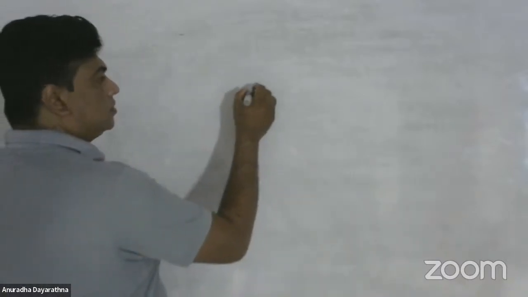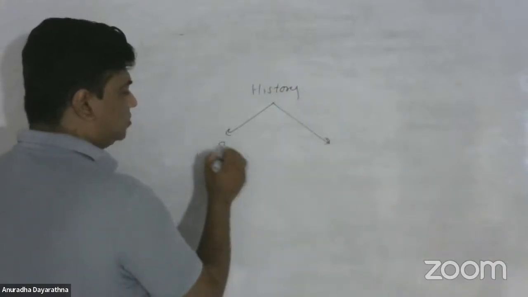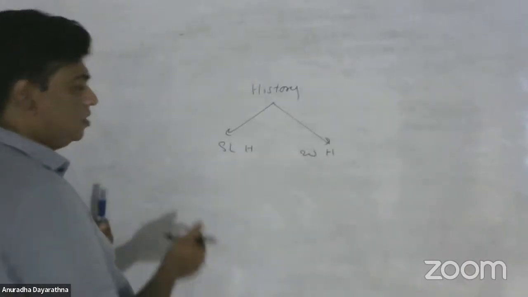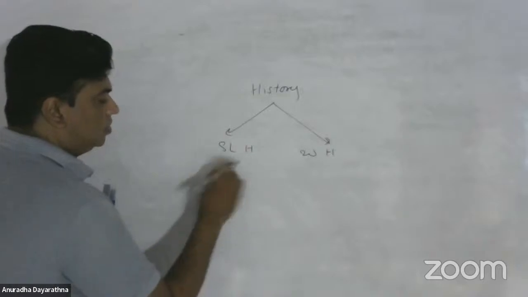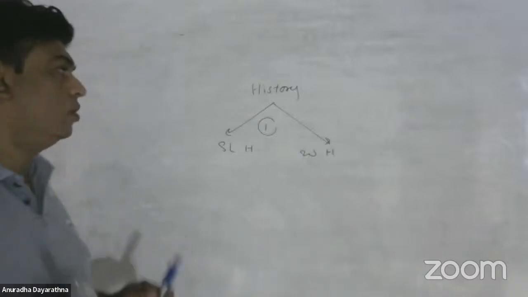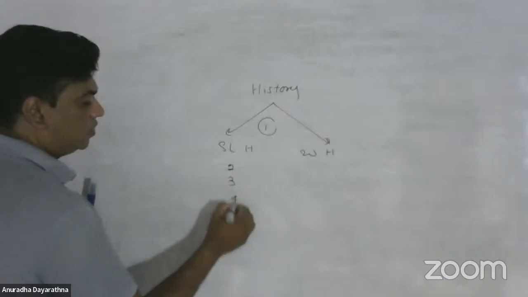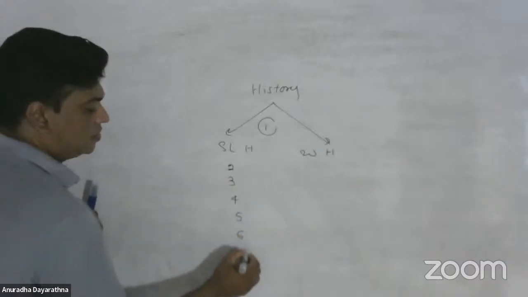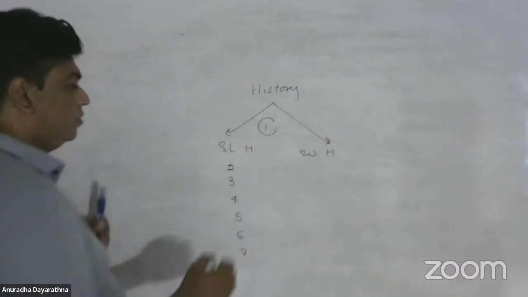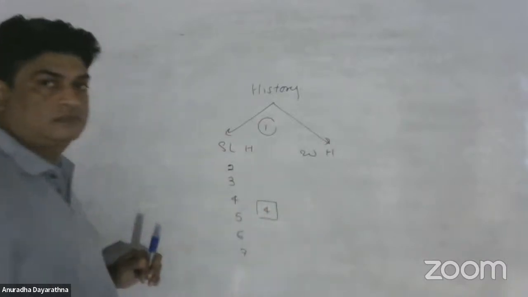In our history paper, we have two sections, the Sri Lankan history and the world history. When we take the Sri Lankan history, we have 6 questions. The first question is compulsory. We cannot guess anything; we don't know what will be coming for that. But the second, third, fourth, fifth, 6 and 7 are the 6 questions that come from Sri Lankan history. For all of these 6 questions, we are answering only 4 questions.